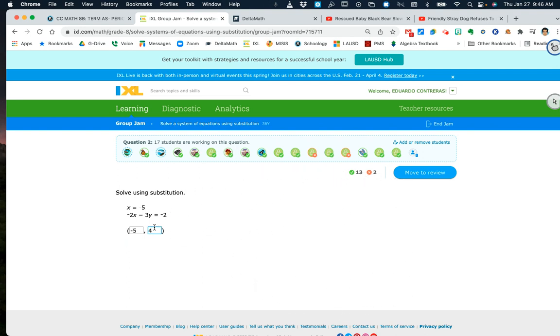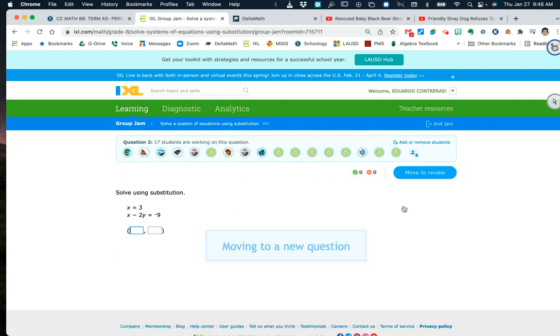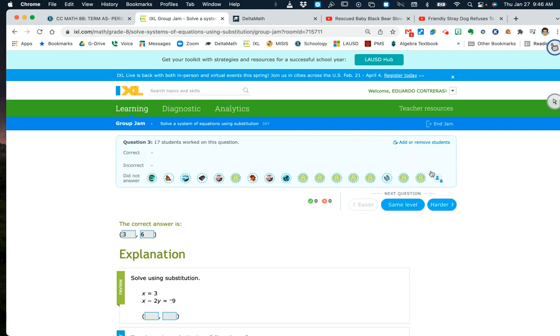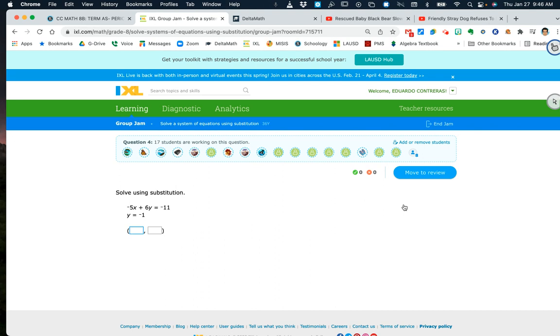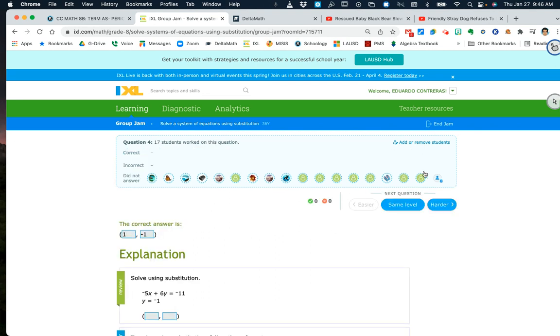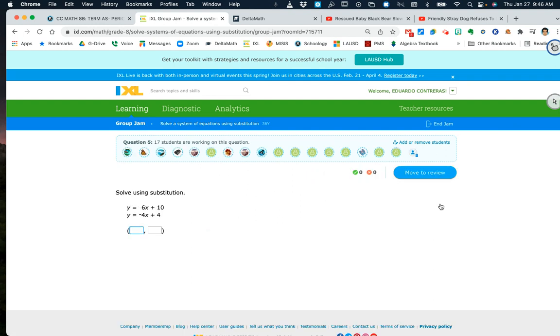Let's see here. Same level. Let's see what it gives us. I'm going to try one more at this level. And they're all the same. Okay. We're going to move on to the harder level. Okay. We can do this. We've done some of these before. Okay, so let's do one like this.